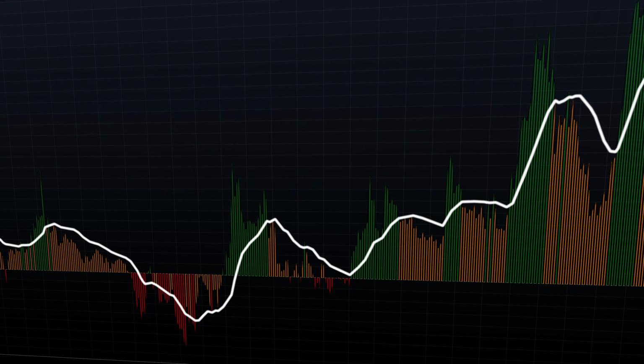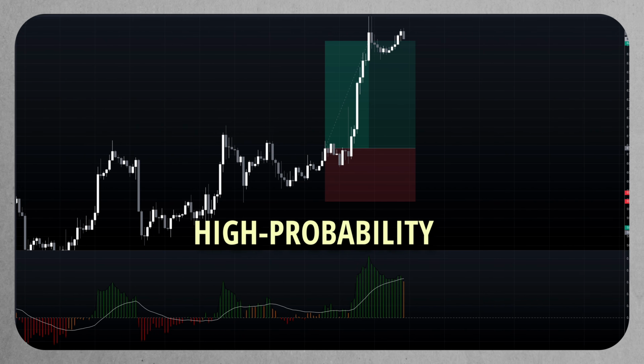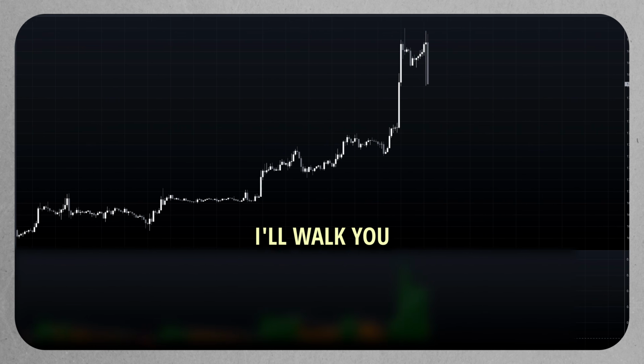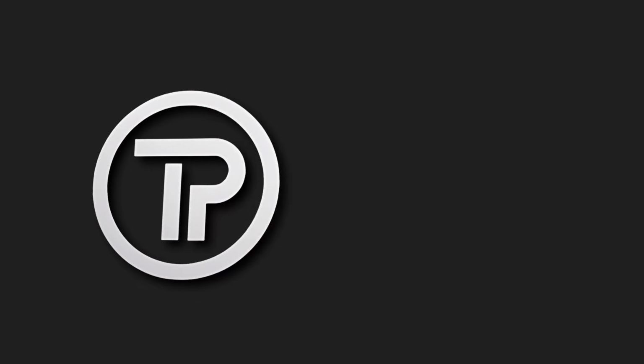This indicator, when properly configured and used with the right market context, can help identify high-probability trade setups. I'll walk you through the optimal settings and show you exactly how to use it effectively.